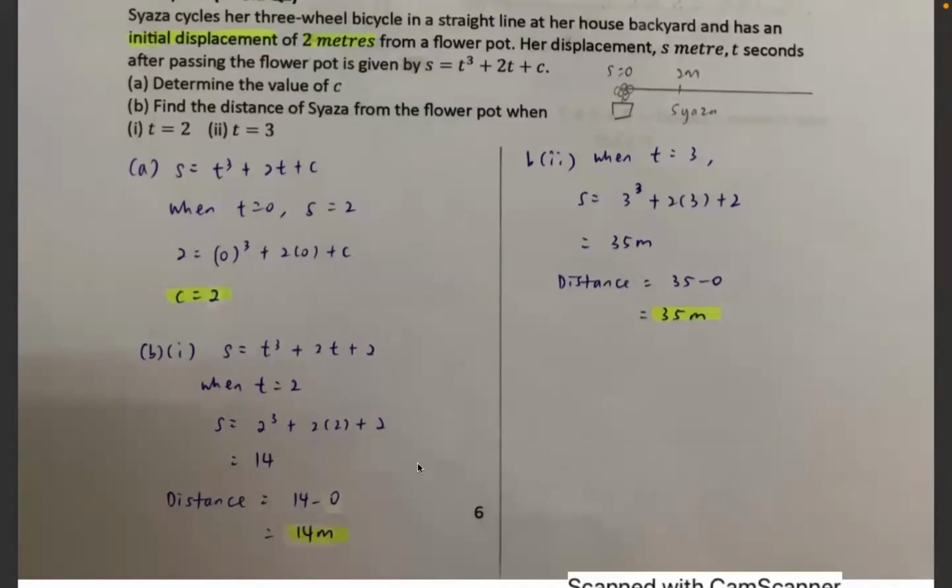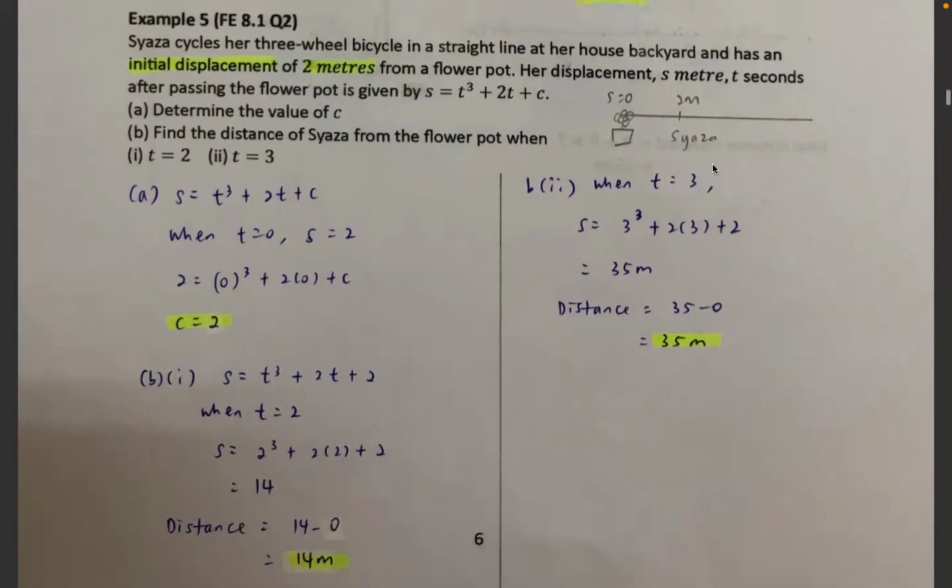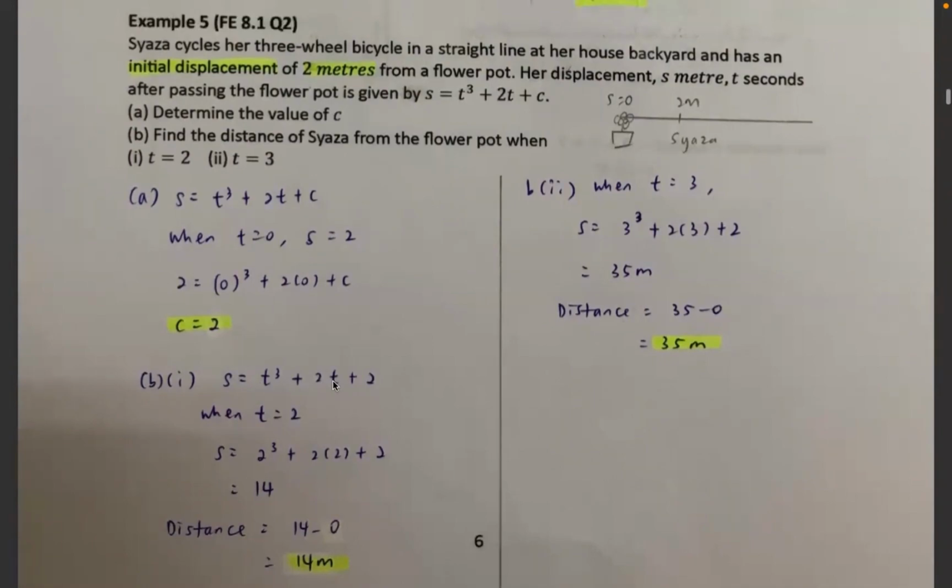Please don't do S2 minus S0 in this case, because the S0 answer is 2 for this question, and the answer represents the original position of Shaza, not the position of the flower pot. Okay, I hope no problem. The next one, B2. Find the distance of Shaza from the flower pot when t equals 3. So same thing, you just have to sub t equals 3 into the equation. Then we have answer 35 meters. Find the distance. So 35 minus the position of flower pot 0. So we have answer 35 meters.